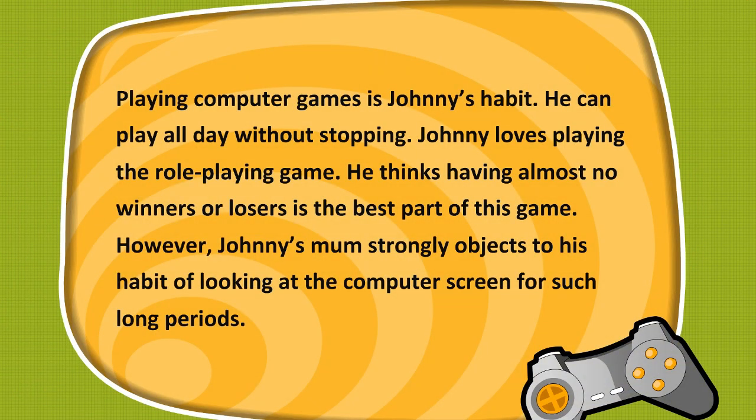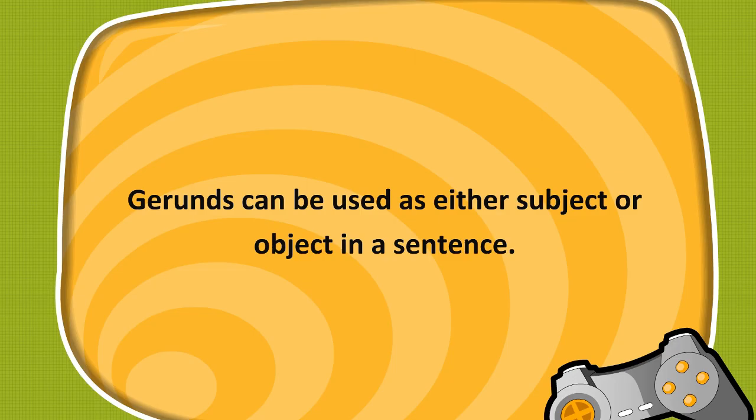In the above passage, playing, stopping, role-playing, having, looking are all gerunds. They are words ending with ing but are used as nouns and not verbs. Gerunds can be used as either a subject or an object in a sentence.